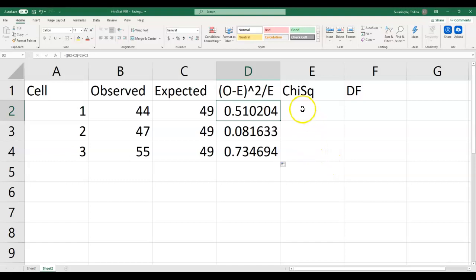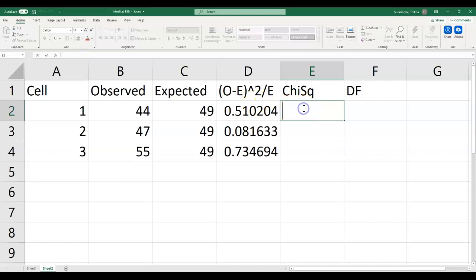Now the last thing to do is calculate this particular value, chi-square. You need to sum all of these three up, over here. Again, put your cell over there, go to the formula bar, equals sum, and give it this particular range. Close the parentheses, hit the checkbox. That is your chi-square value.